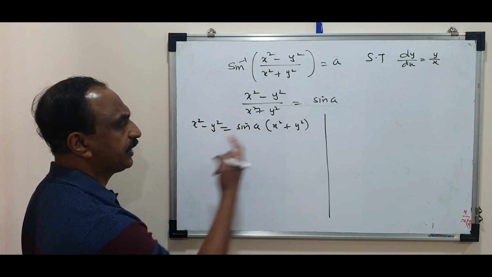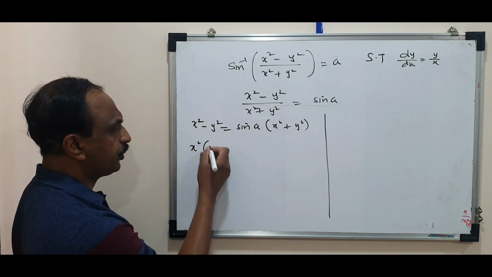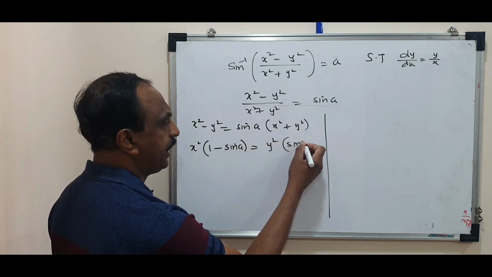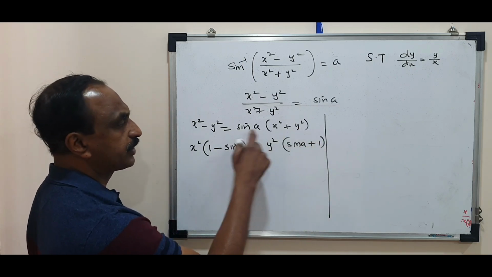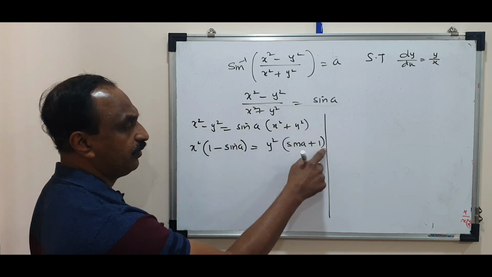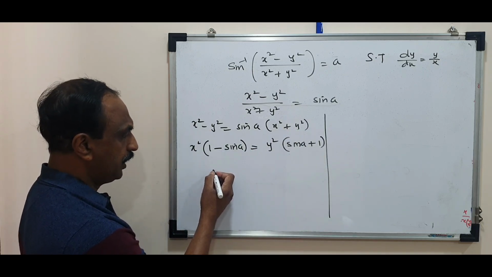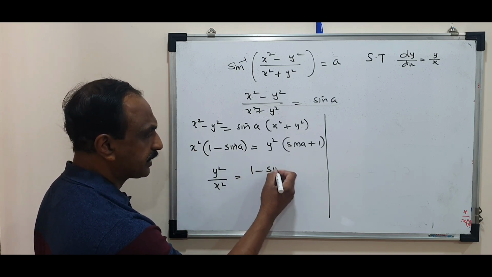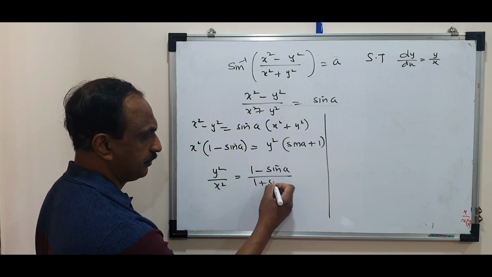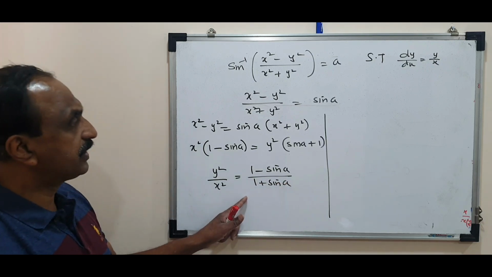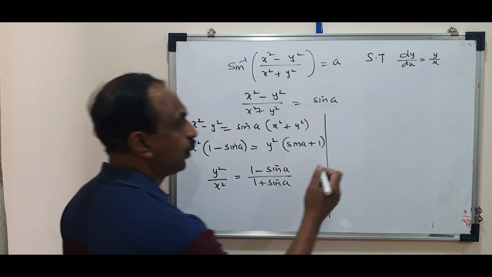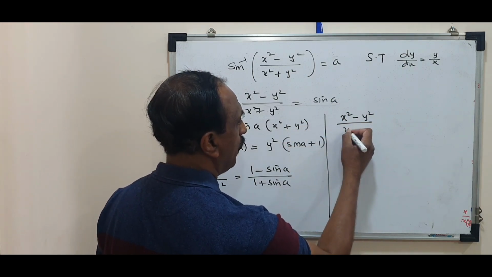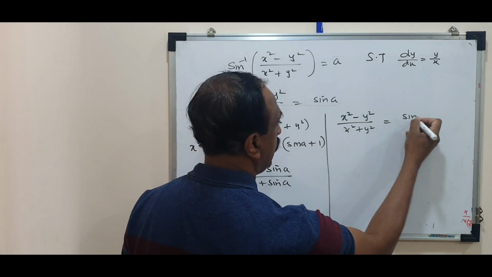Bring all y square together, all x square together. X square into 1 minus sine a. Take y square all together, sine a plus 1. Coefficient of y square, sine a. Coefficient of minus y square, 1. So I can say from here, y square upon x square is 1 minus sine a upon 1 plus sine a. I am going to derive this using another method, which is known as componendo dividendo method. Look at this, x square minus y square upon x square plus y square is sine a upon 1.